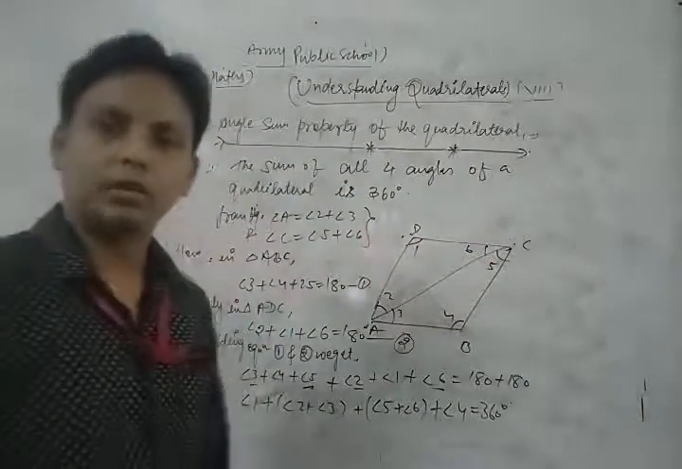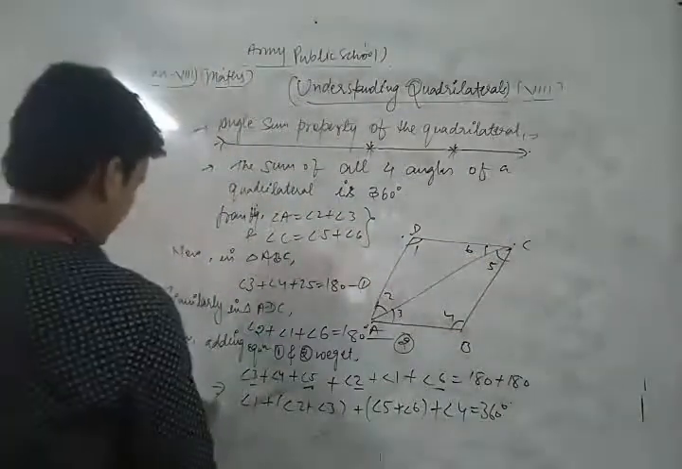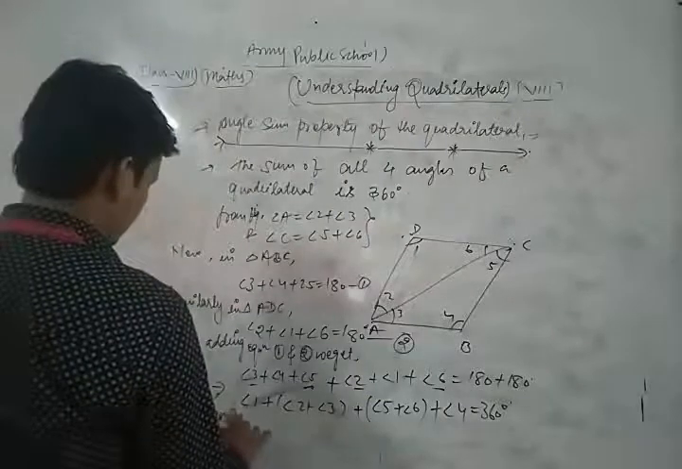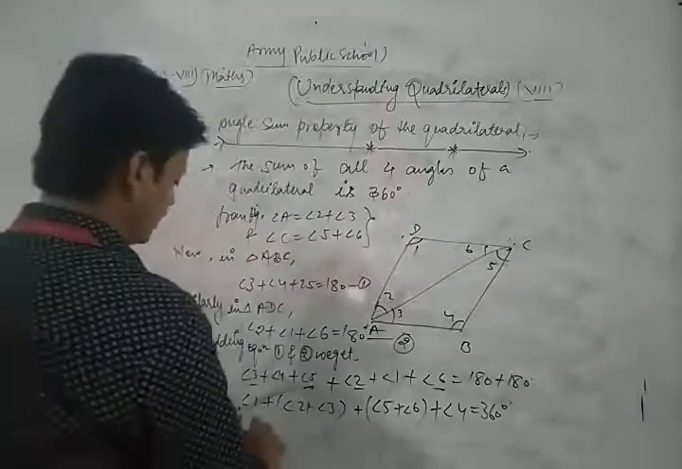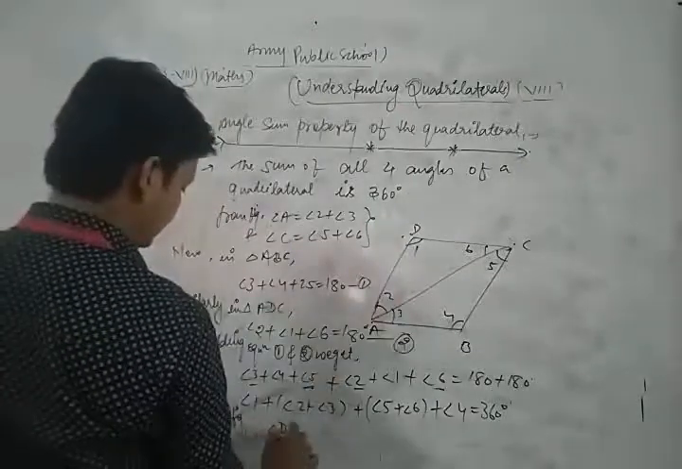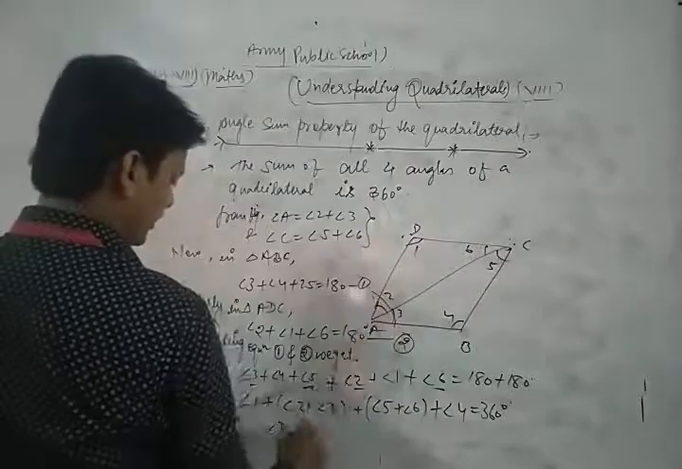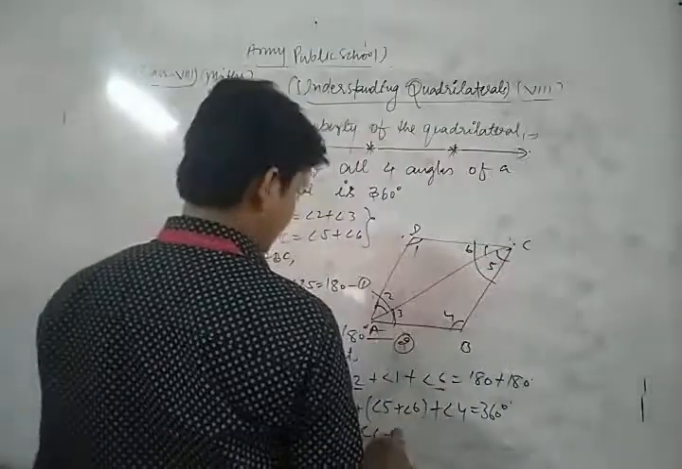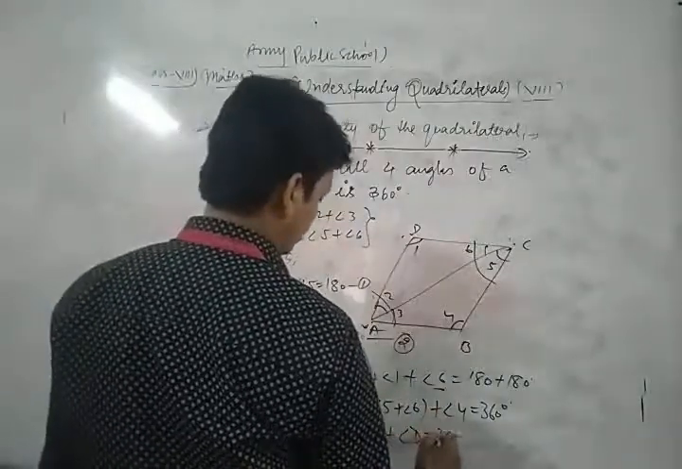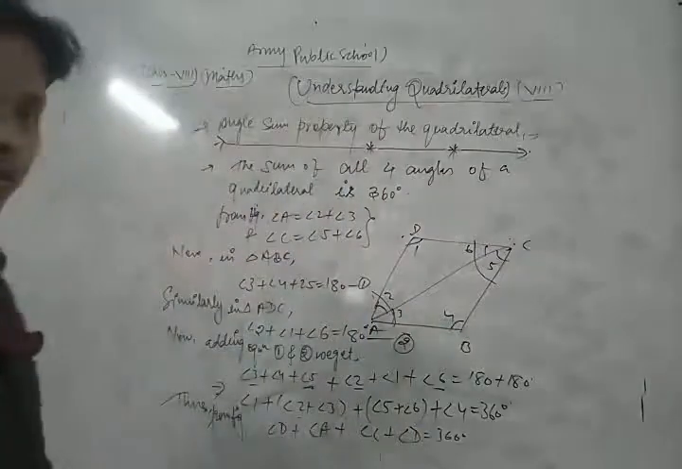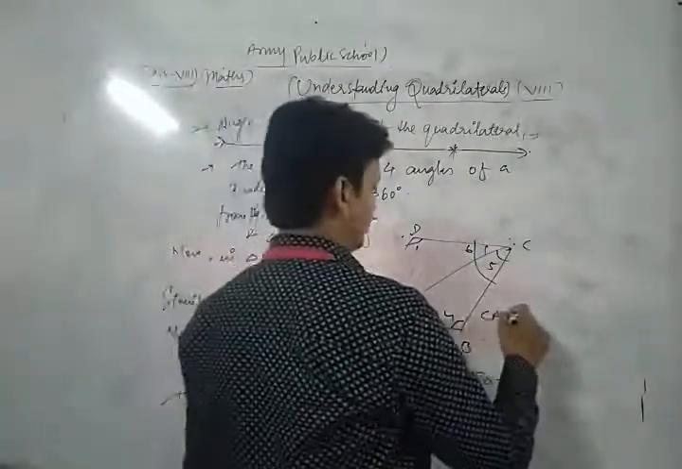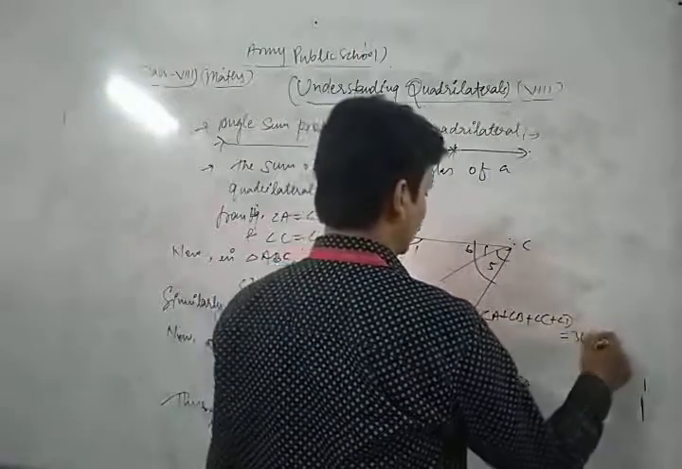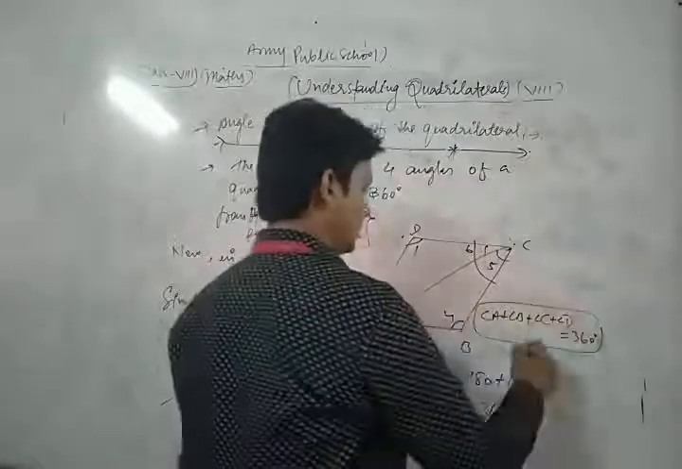360 degree. Now from the figure, angle 1 is what? Angle D, we write as angle D, plus angle 2 plus angle 3 is what? Angle A. Okay, plus angle 5 plus angle 6 is what? Angle C, and angle 4 is what? Angle D is equal to 360. Okay, so in this way we can say that the sum of all interior angles of a quadrilateral is what? 360 degree.